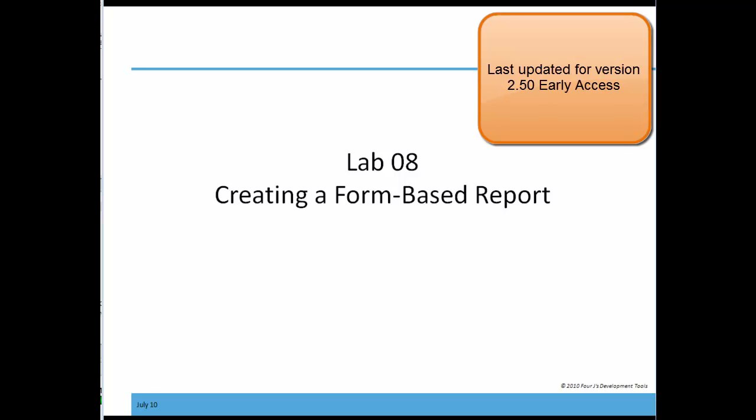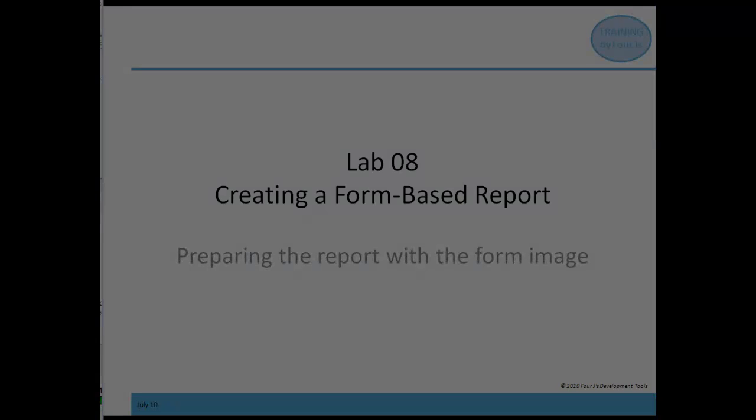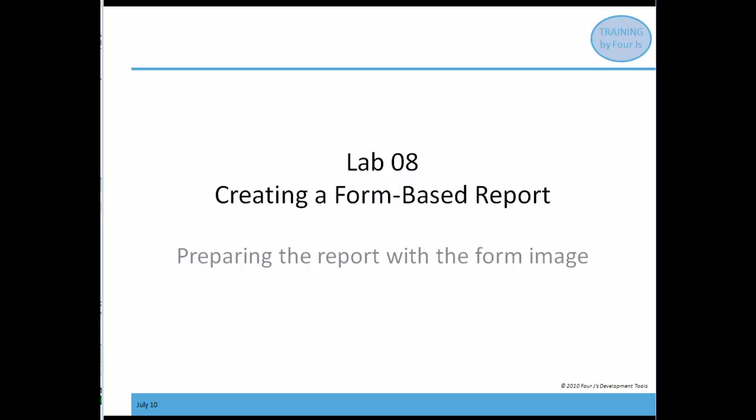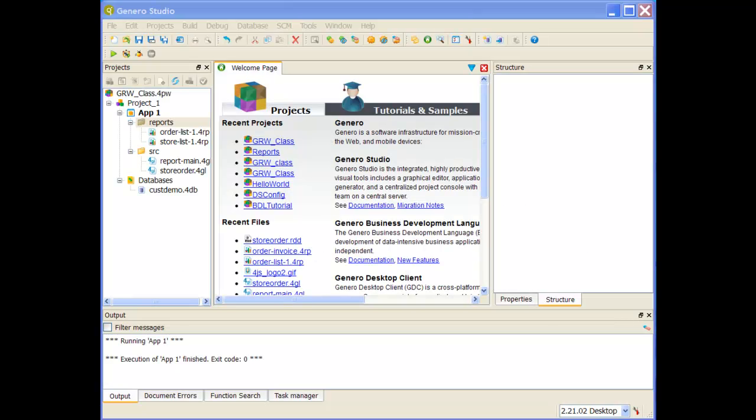In this exercise, we're going to create a new report that uses a form or an image of a form as its background, and then use specific positioning to place the required data objects from the data view onto the report. For the first part of this lab, we're going to go ahead and create a new report and provide the form image as its background.